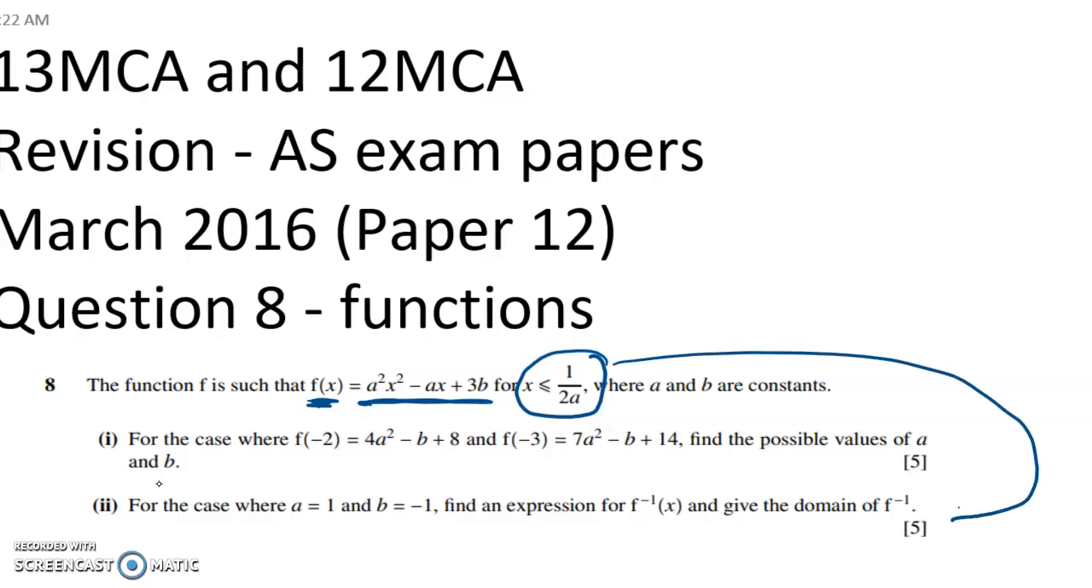So we're going to use that bit of information in the second part of the question, where we have to find an expression for the inverse of the function and give the domain. This comes up all the time, but it's often quite badly done, so well worth going over carefully. And in part one, we have to pin down the values of a and b from 2 bits of information. So you can probably already guess we're going to have some simultaneous equations work to do in here.